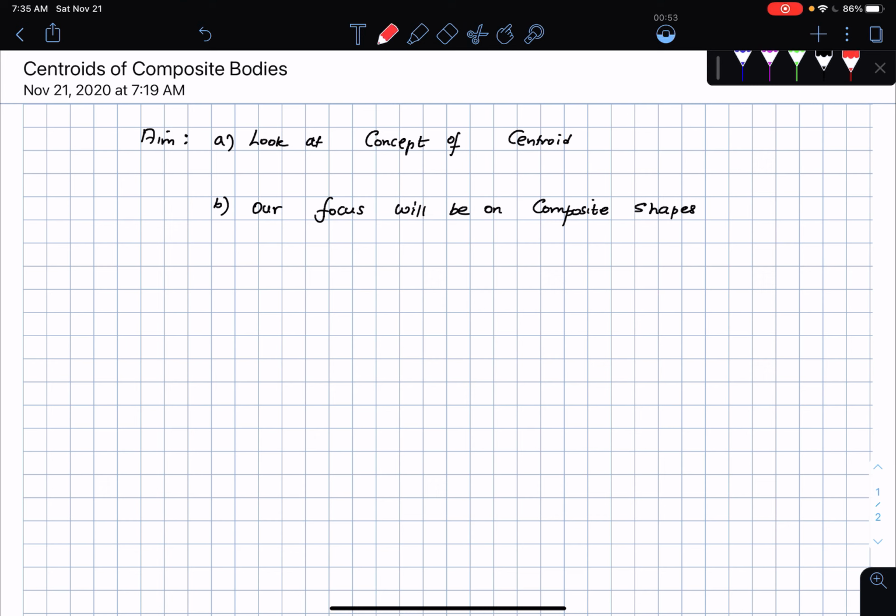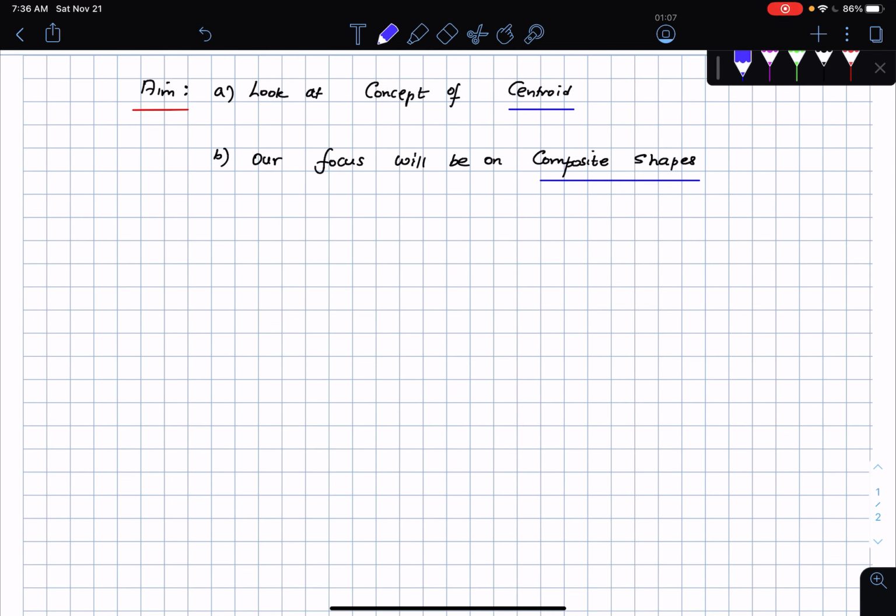Which means that we need to first of all define what is meant by a composite shape, right? That's something that we will be doing very soon. So the concept of a centroid is important, and then we'll be looking at composite shapes. First of all, what is meant by the centroid?